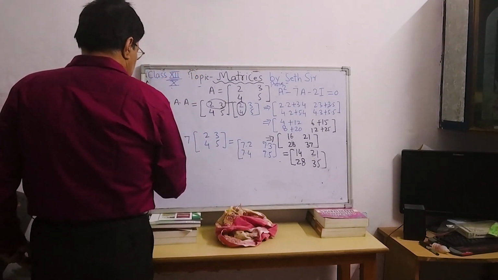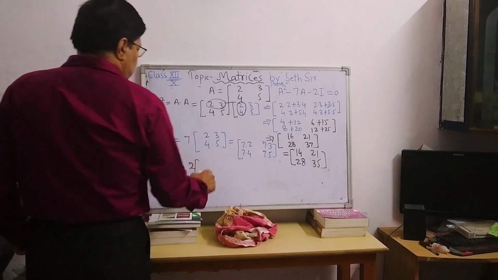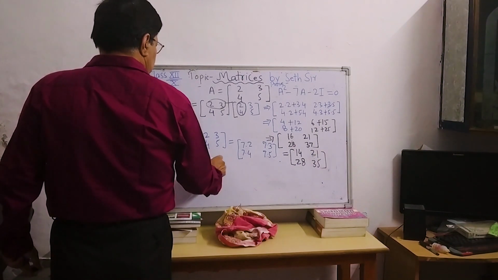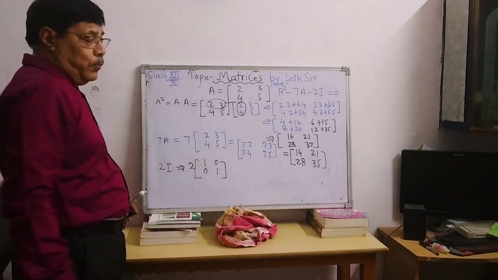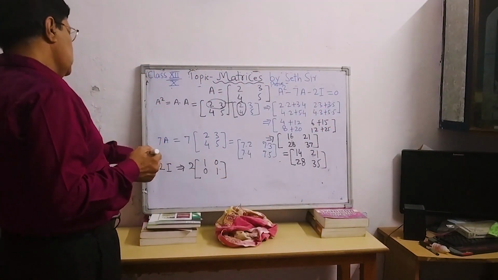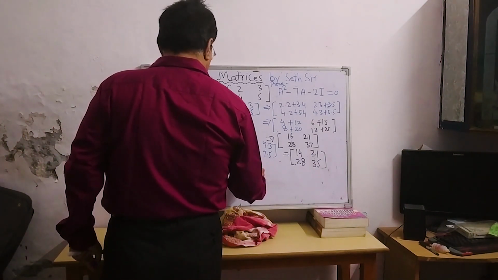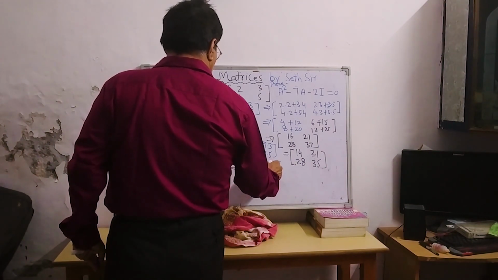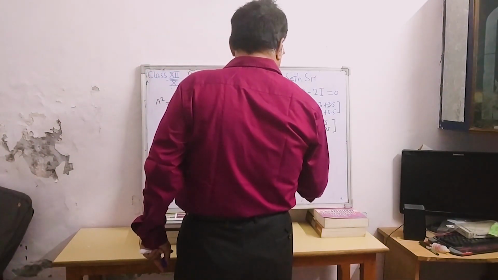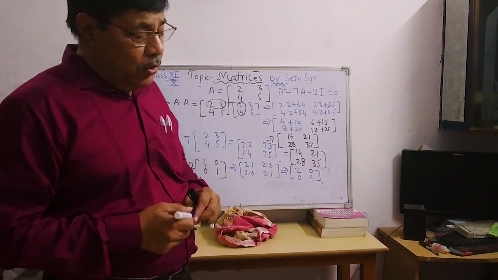Next, the last term is 2I. Find out 2I. Here you have to put the value of I. It is the identity matrix, so its value is 1, 0, 0, 1. You have to put this value from your side. Same process here. So what will come? 2 into 1, 2 into 0, 2 into 0, 2 into 1. So this will be 2, 0, 0, 2. So this is the value of 2I.